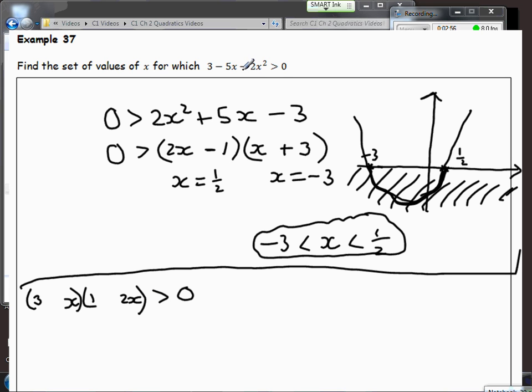Now we need a negative, so we're going to have different signs. Let's just check positive and negative. Will that work? We've got 3 plus x minus 6x. x minus 6x will give us the minus 5x minus 2x squared, so that works. So our roots are at minus 3 and a half.